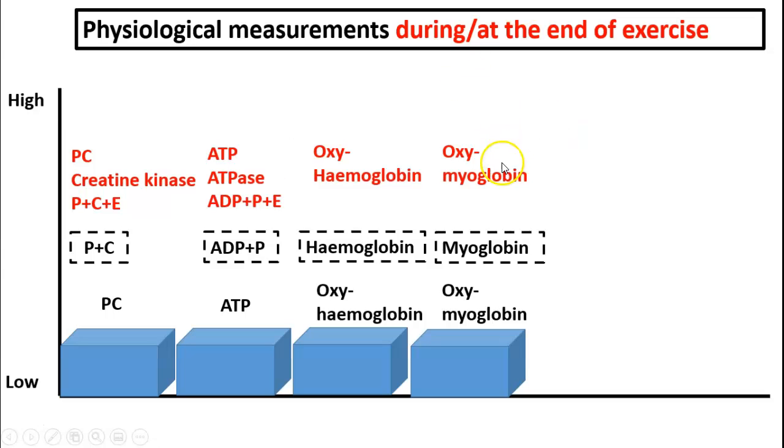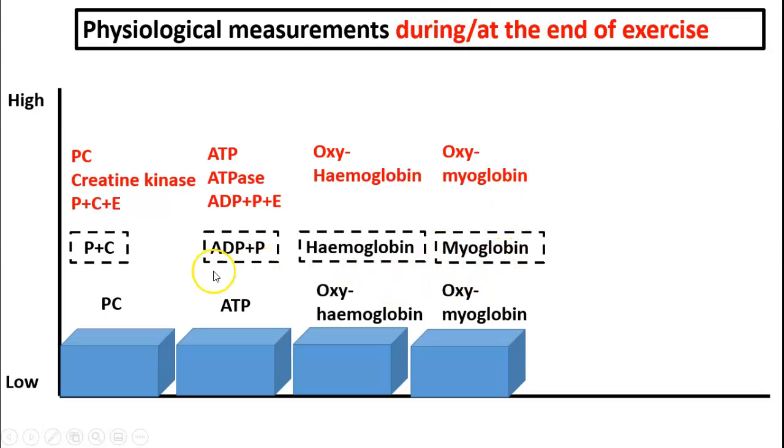And then on top of that, oxymyoglobin, so the myoglobin, remember, in our muscle, the protein that's responsible for transporting oxygen to our muscles is now just myoglobin because there's no oxygen left because we're exercising. So we're still at the end of this exercise.